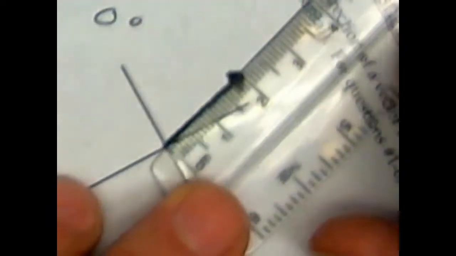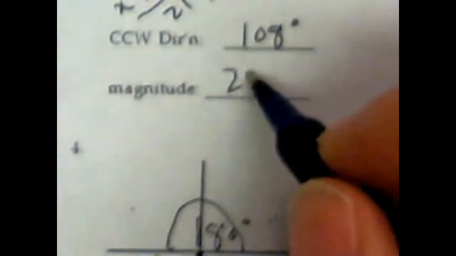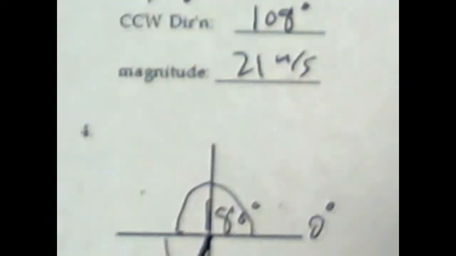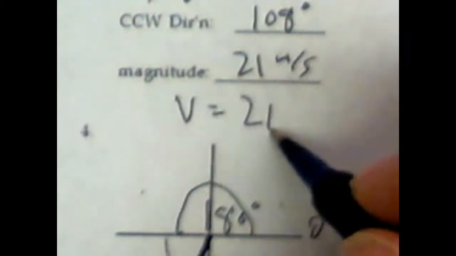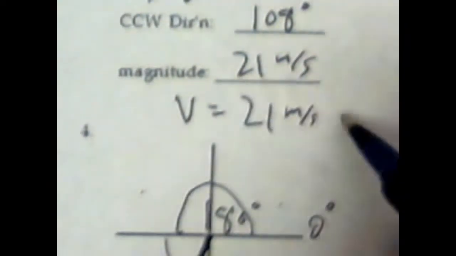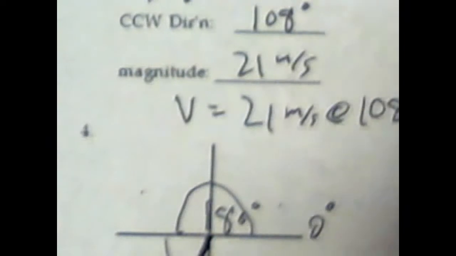Yeah, so this one is just about 2.1, 1 notch beyond 2. So again, 2.1 centimeters multiplied by 10 meters per second for every centimeter, and I'll get 21. So 21 meters per second. So this vector is equal to 21 meters per second at 108 degrees.